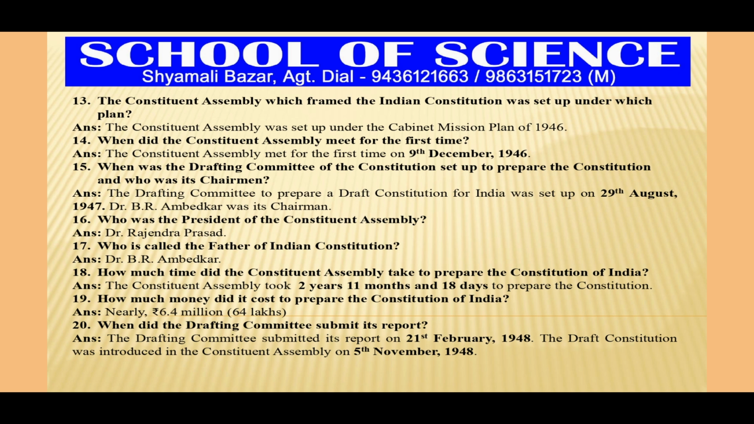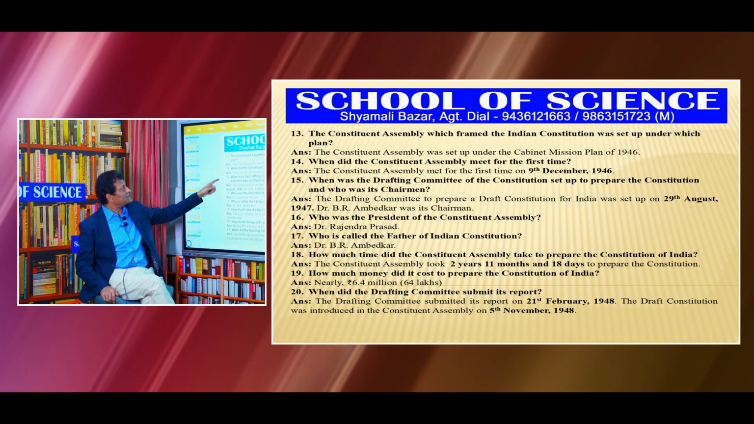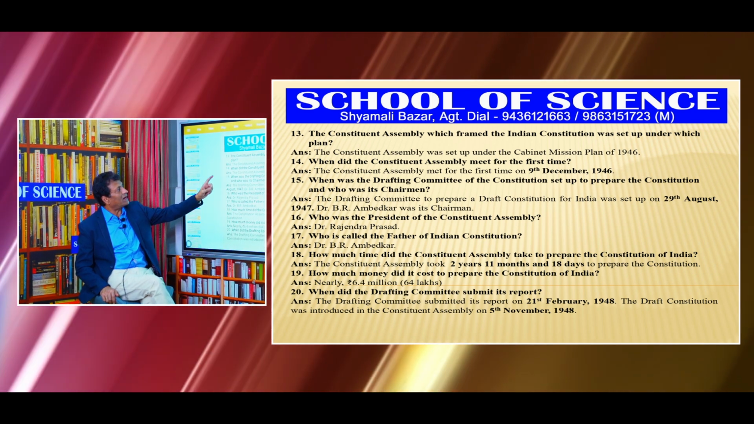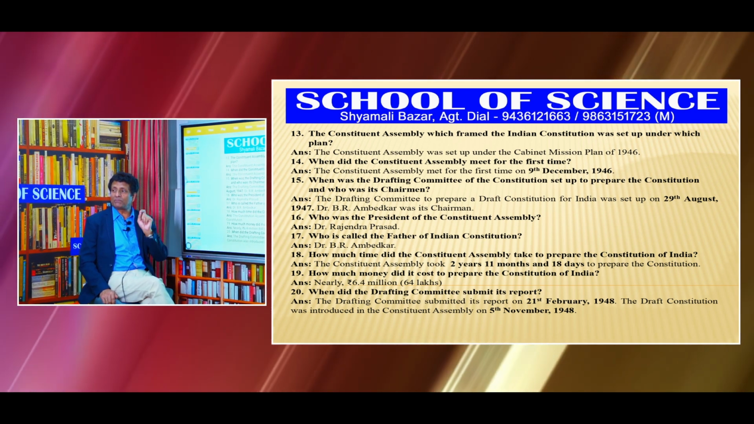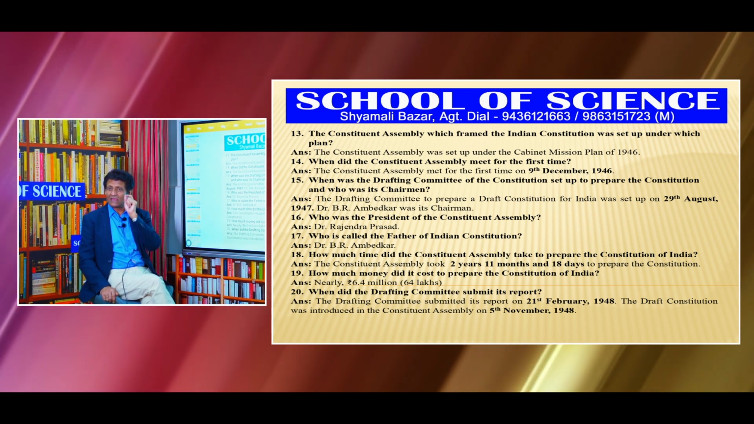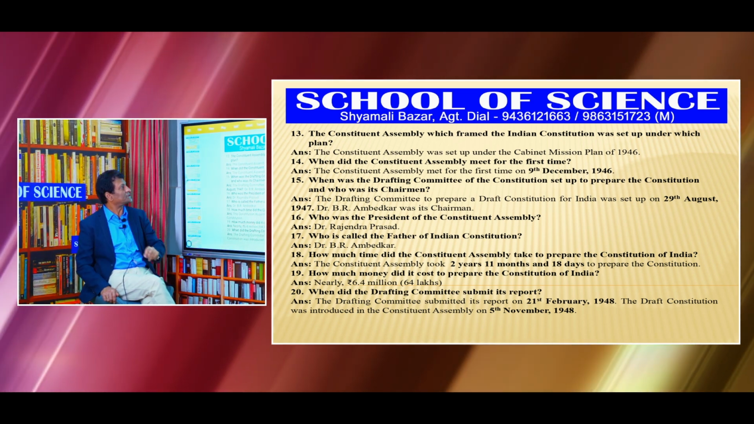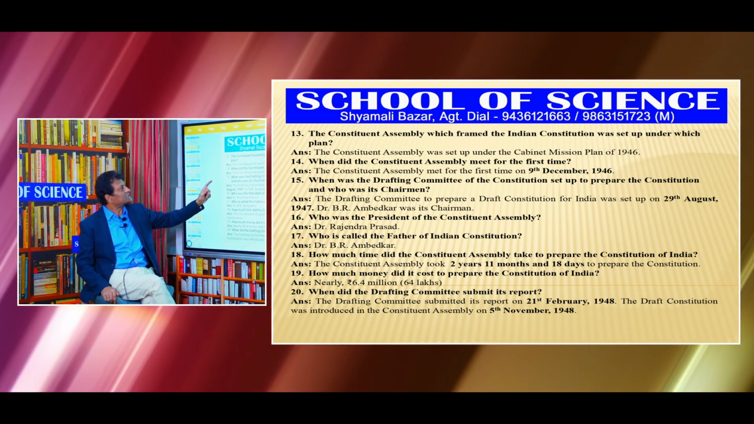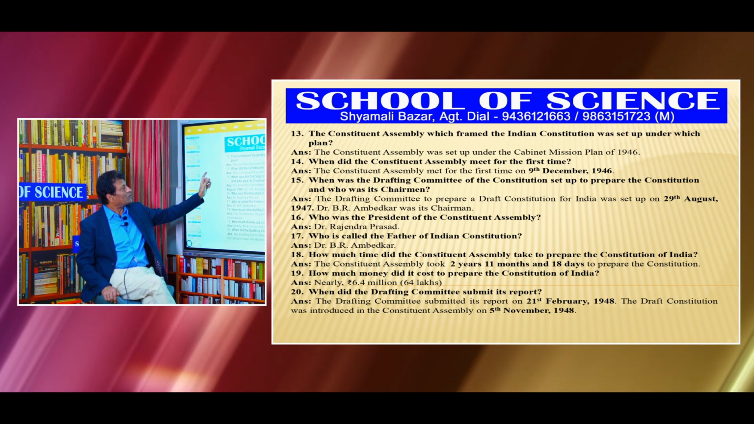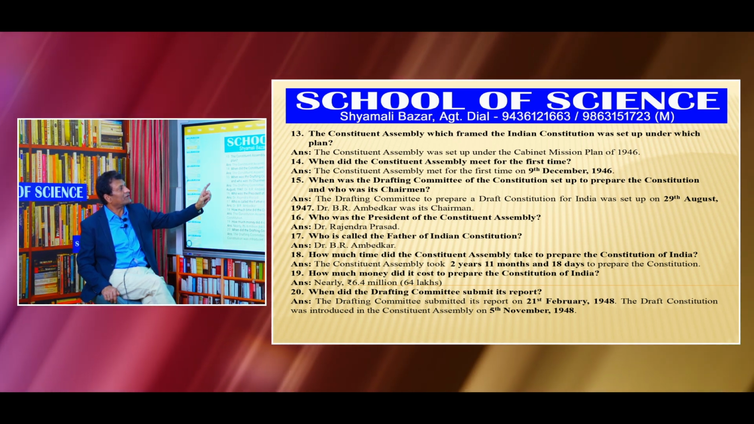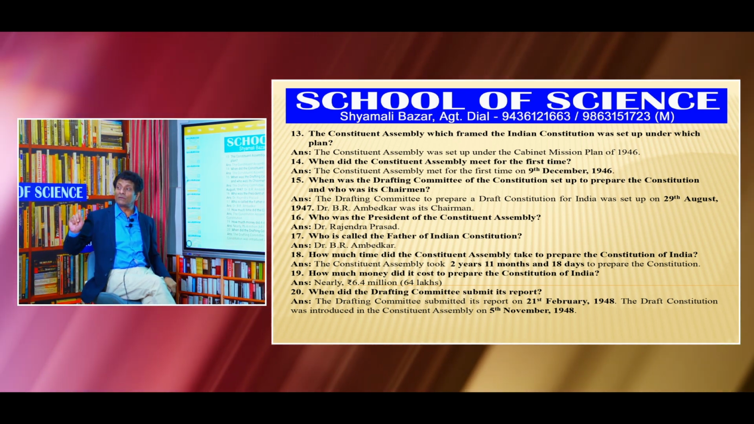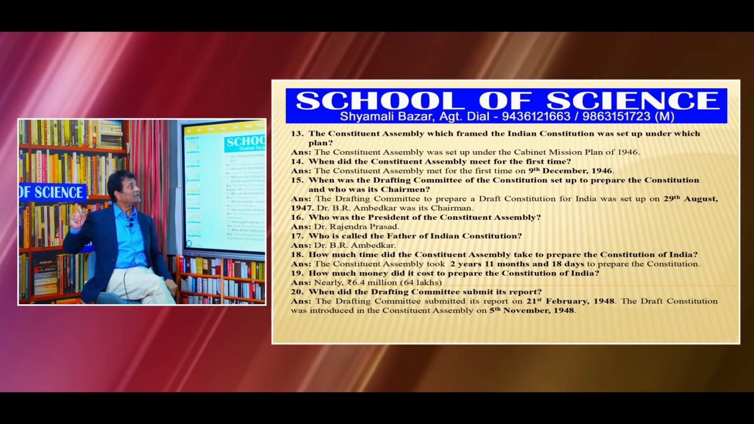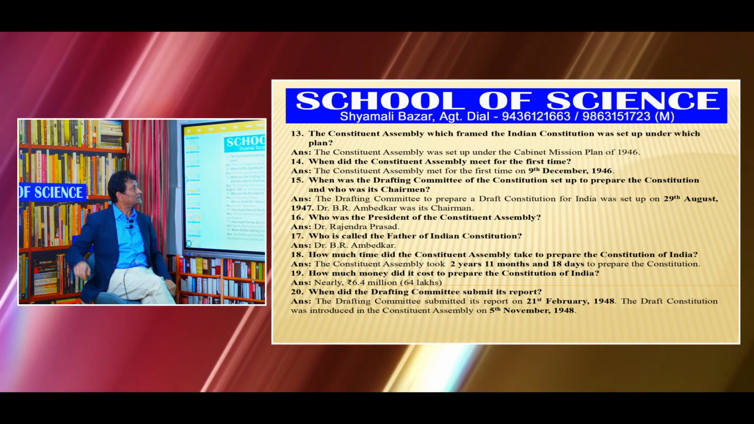The Constituent Assembly which framed the Indian Constitution was set up under which plan? Answer: the Constituent Assembly was set up under the Cabinet Mission Plan of 1946. When did the Constituent Assembly meet for the first time? The Constituent Assembly met for the first time on 9 December 1946. You remember this date, very important, 9 December 1946.